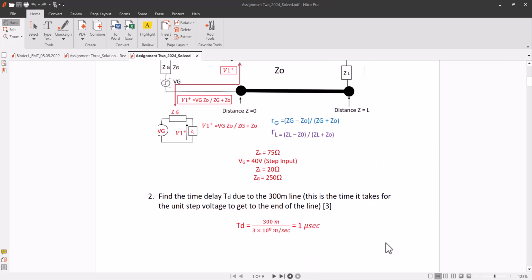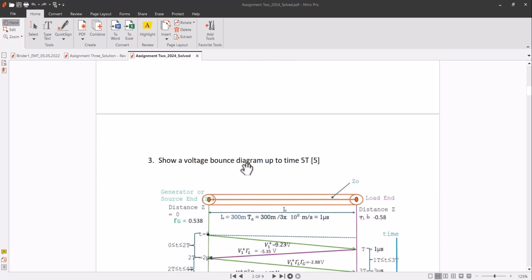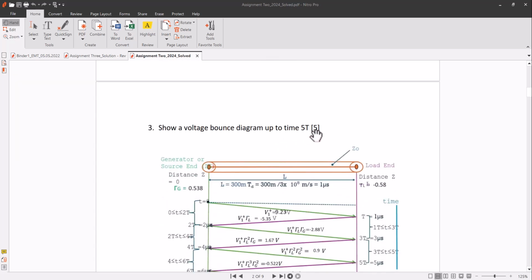Okay, and the second part is to find the time delay due to the 300 meter line. This is the time it takes for the unit step voltage to go to the end of the line. So as I explained earlier, TD will be 300 meter, the length of the line, divided by the speed, which is meter per second. So the meters cancel out and it becomes 1 microsecond. Okay, next, show a voltage bounce diagram up to 5T.